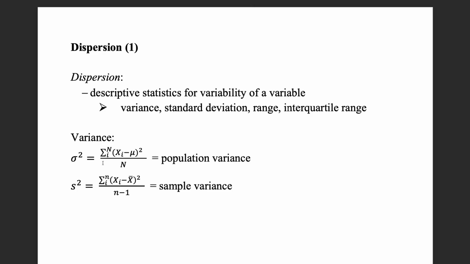Again, here, instead of uppercase n, we use lowercase n to indicate that we're talking about the sample size rather than the population size. We use x bar instead of mu to indicate that we're talking about the sample mean rather than the population mean. But other than that, it is almost identical with one little exception. If you want to calculate the sample variance, you have to divide by n minus 1.